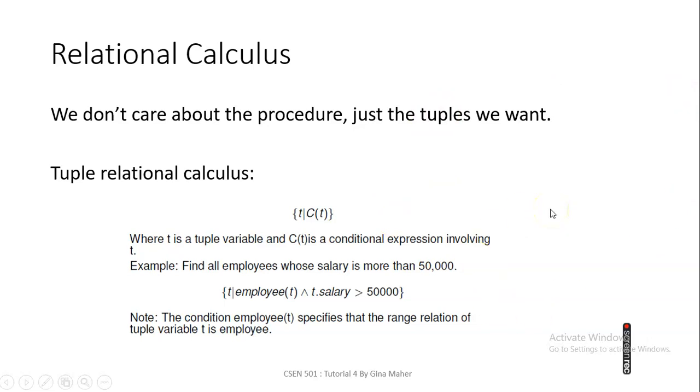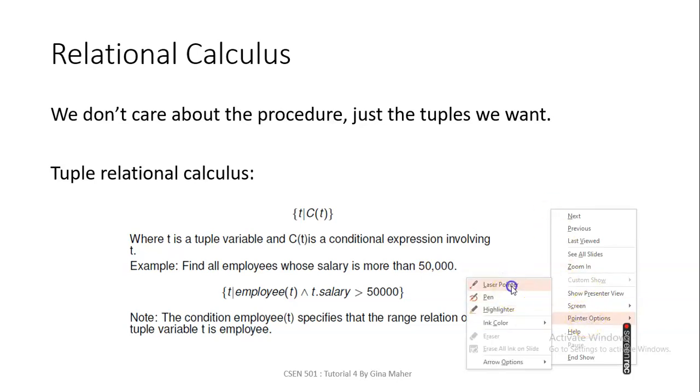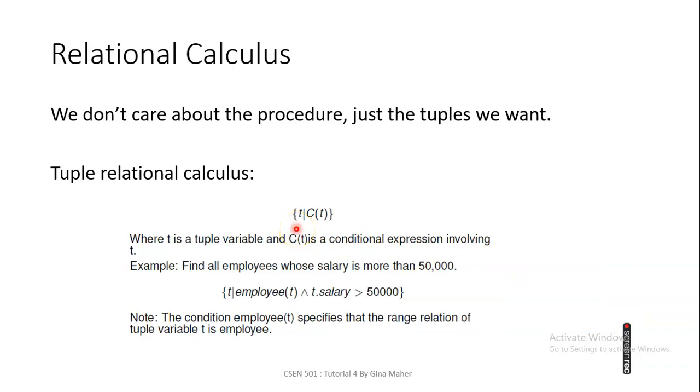Okay, how do we write relational calculus? Simply, we just write here before this bar the tuple variable, and afterward we write the conditional expression. Let's take an example to understand what is meant by the tuple variable and what is a conditional expression. Let's assume that we have a relation called employees, and in this relation one of the attributes is the salary, and we want to get the employees whose salary is more than 50,000.